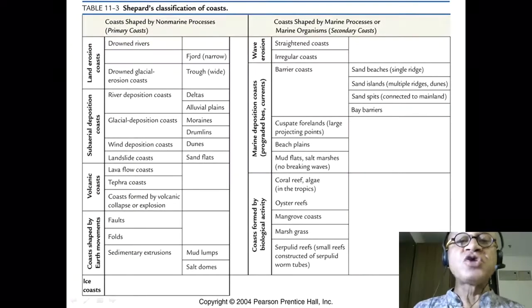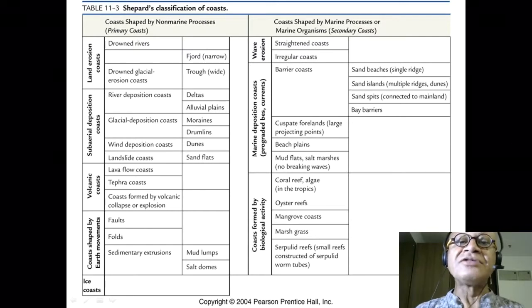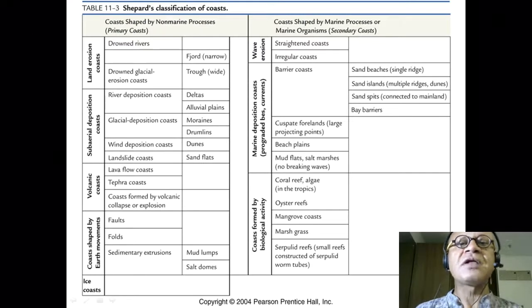Okay, so we had introduced this concept of erosional coastline and depositional coastline, with typical features seen like headlands and caves and sea arches and so on in the erosional coastline, and spits and tombolos and barrier islands and so on in a depositional coast. There is a further classification called Shepherd's classification of coasts.